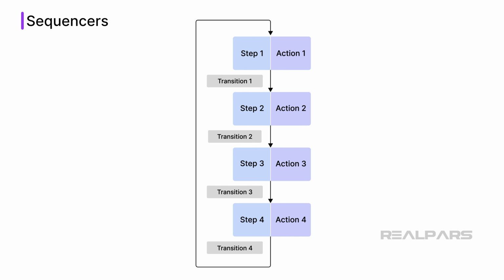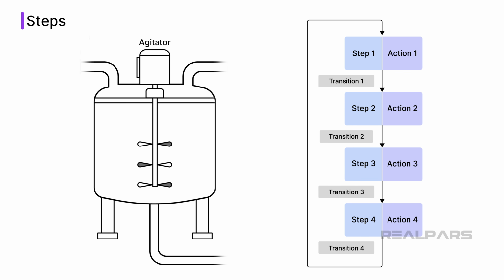Let's look at each of these components in detail to see how a sequencer is built. A step is a logical part of a sequential process. As a general rule, one action should happen during a step. In our mixing tank example, we could break the process down into the following steps. The idle step, where nothing is happening. The filling step, where the tank is being filled. The mixing step, where the tank's contents are being mixed. And the discharging step, where the tank's contents are being emptied. As you can see, dividing a sequential process into steps helps us to describe the process in a structured way.